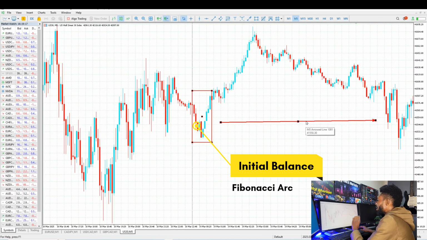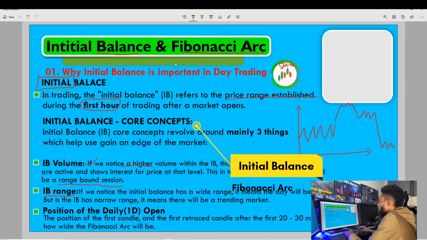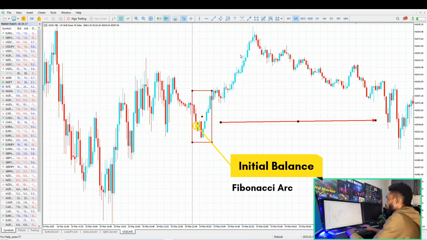But we are going to trade the initial balance with what we call the Fibonacci arc. The Fibonacci arc also has a different concept altogether, but that's what's going to determine the initial balance range. It's a powerful tool you can merge with the initial balance to get a very good edge in the market. So the Fibonacci arc is already here. You can see that this is a Fibonacci arc.